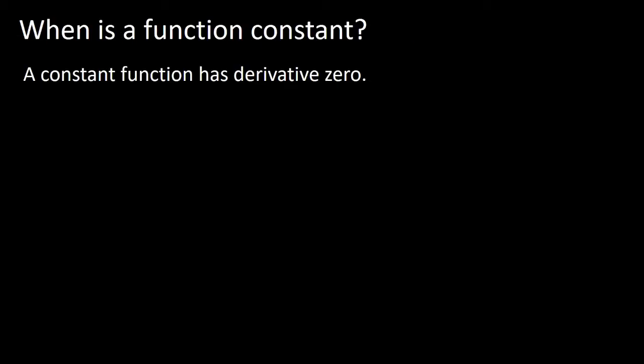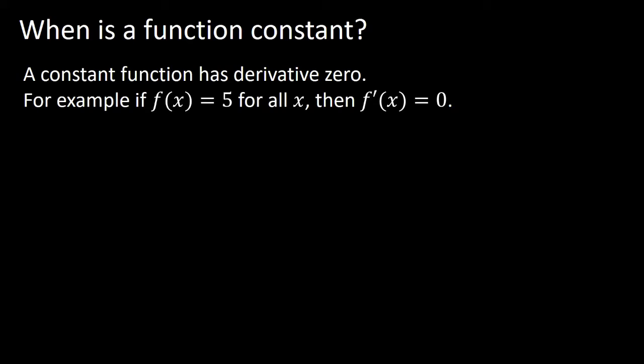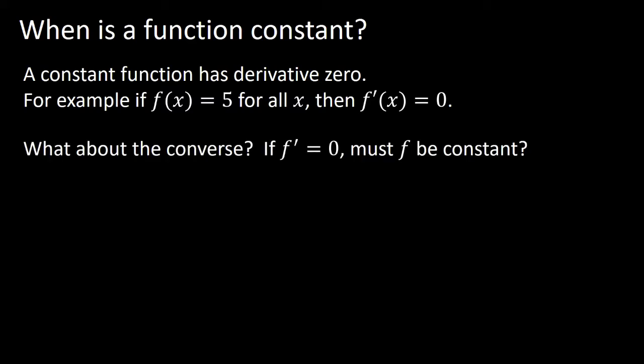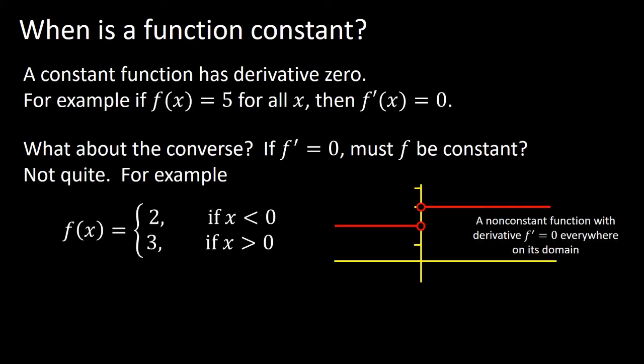So let's first look at how you use derivatives to check for a function being constant. You know on the one hand that a constant function has derivative 0. For example, if you take constant value 5 for a function, the derivative of 5 is 0. The derivative of a constant is 0. What about the other way around? If the derivative is 0, does that mean that the function has to be constant? Well, that's almost true, but here's the kind of thing you have to be careful of.